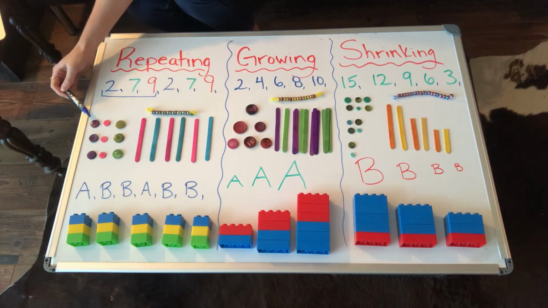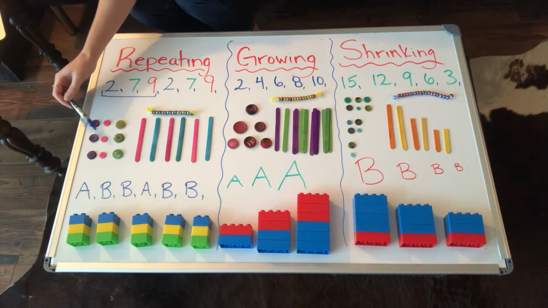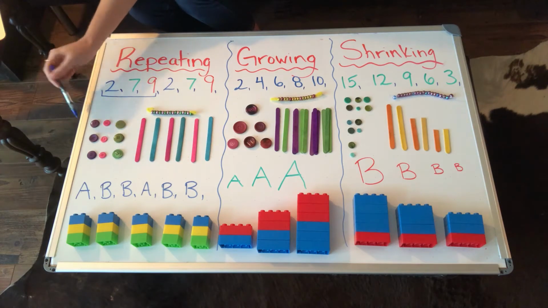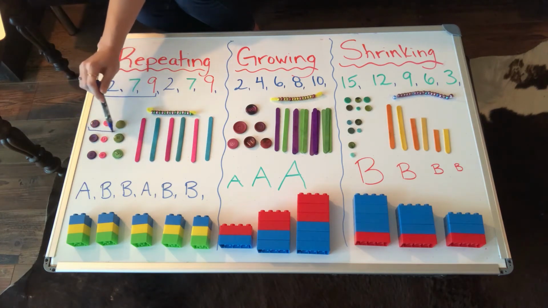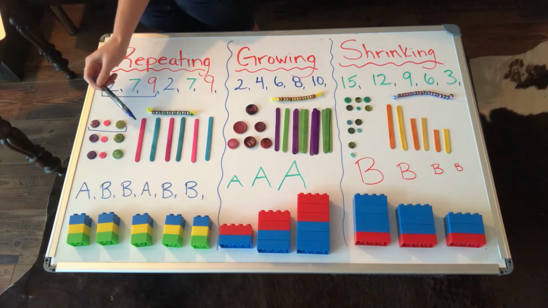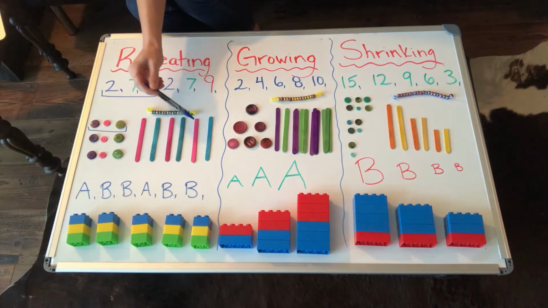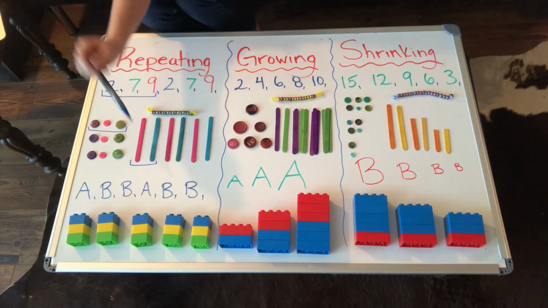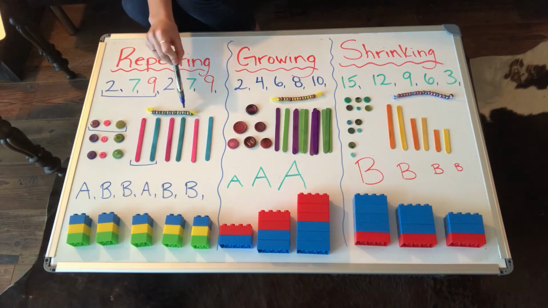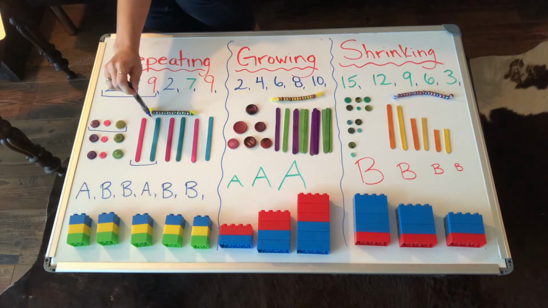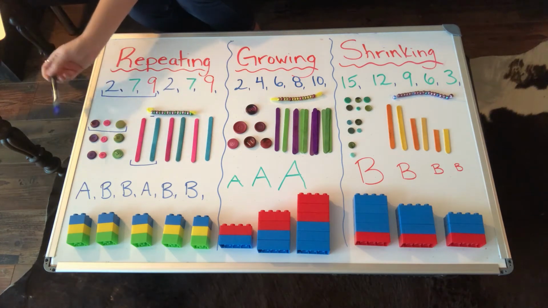We can do the same with the other examples. In the buttons, we have purple, pink, green, purple, pink, green, purple, pink, green. The part that repeats is the purple, pink, green. With our popsicle sticks, it goes pink, blue, pink, blue, pink, blue. The part that repeats is the pink and blue. With our beads, we can see that the beads go from purple, green, purple, green, purple, green. The part that repeats is the purple and green.